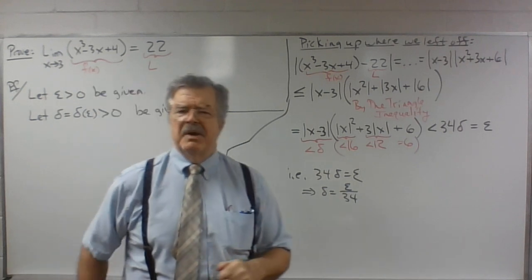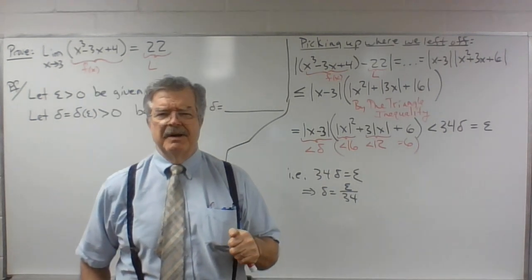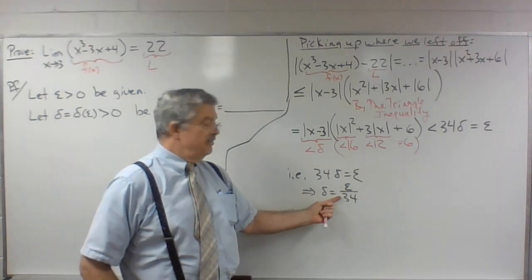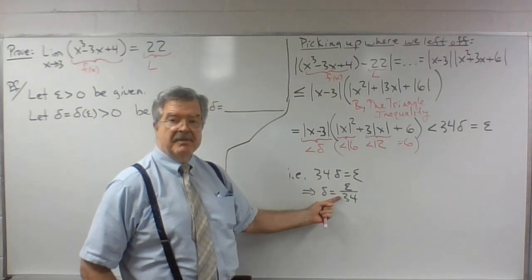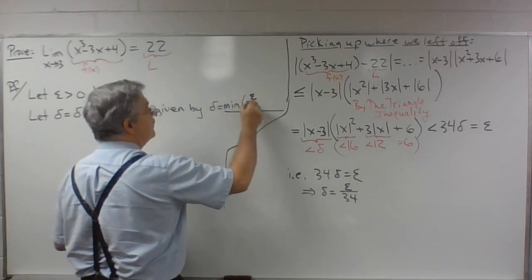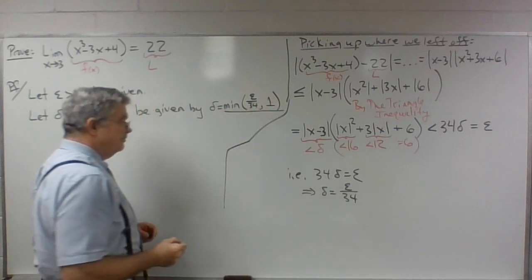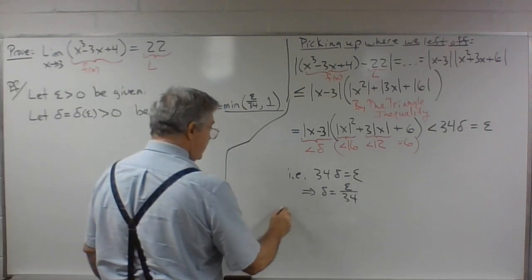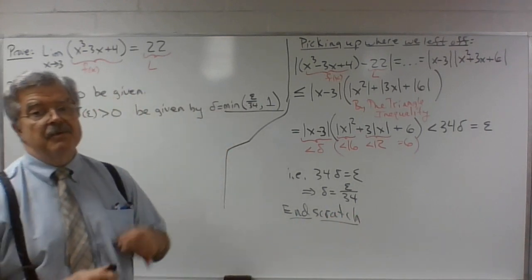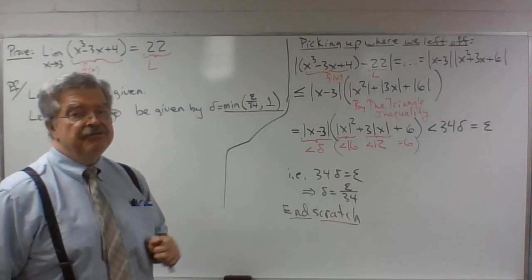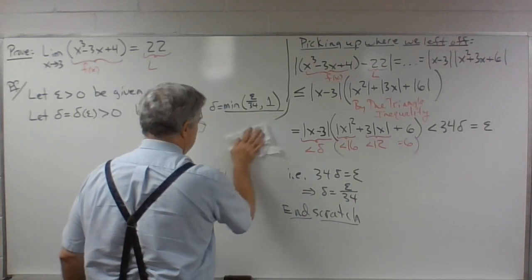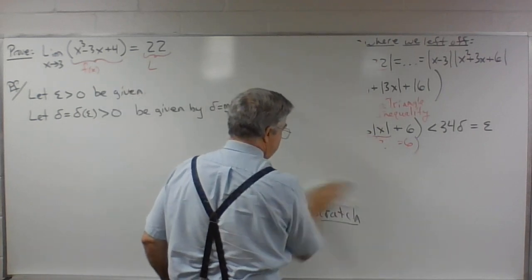Oh, wait a minute. We also said that delta had to be less than or equal to 1. So just in case, by some bizarre twist, this thing turns out to be greater than 1, we'll do this. Delta is the minimum of epsilon over 34 or 1. And that concludes our scratch work. We don't destroy it, we save it, we submit it with our proof. And this will make our proof very easy to follow, unlike the proofs we see in the textbook. And I am erasing this scratch work only because I need the board space.